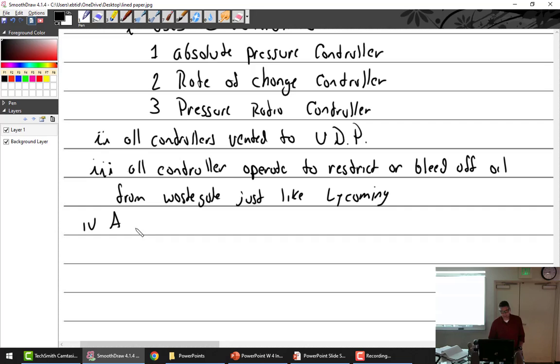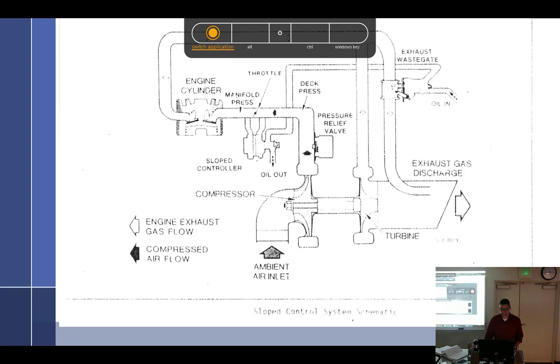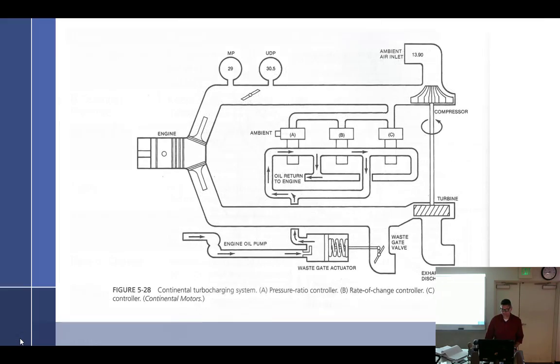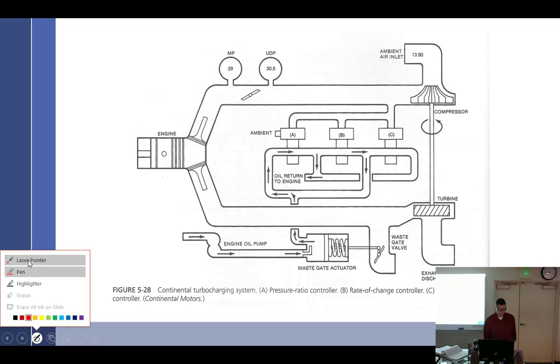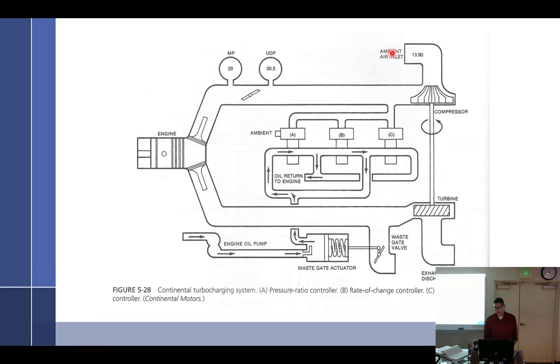Let's talk about the absolute pressure controller. Should we look at a picture? Yes. There's your picture. Round, air inlet, 13.9 inches is what I believe they're trying to tell us right there. Compressed, upper deck pressure is now 30.5. I don't think these numbers are going to mean anything to us.